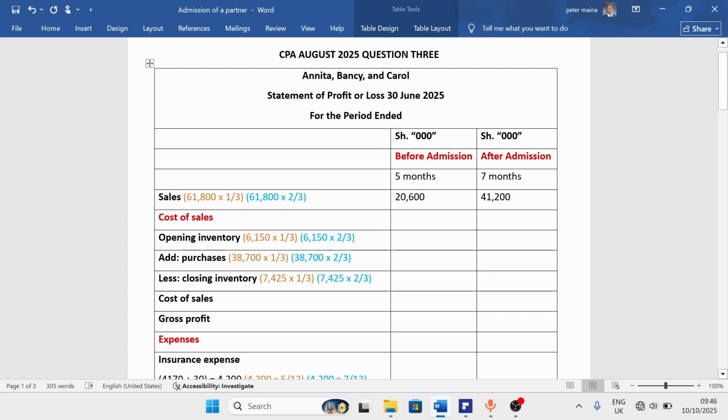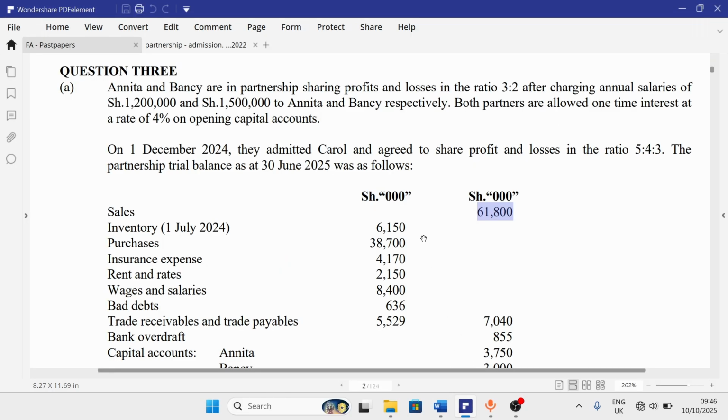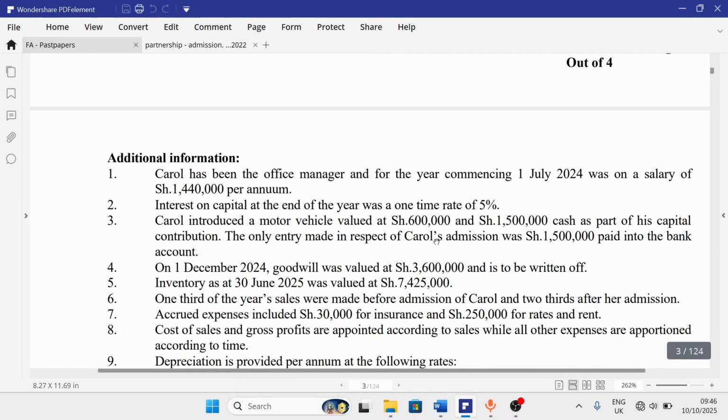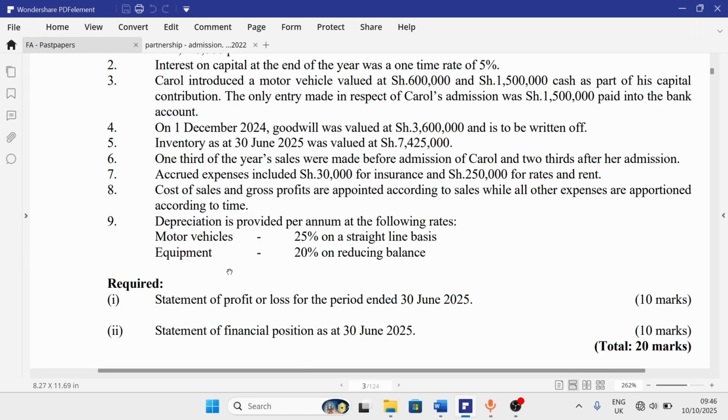Next, we go to cost of sales. So let us go back to the question and see the ratio we are supposed to use to apportion the cost of sales. So now we go to additional information number 8. So number 8, we are told that cost of sales and gross profits are apportioned according to sales, while all other expenses are apportioned according to time. So the same rate we have used to apportion sales, we are also going to use it to apportion cost of sales and gross profit.